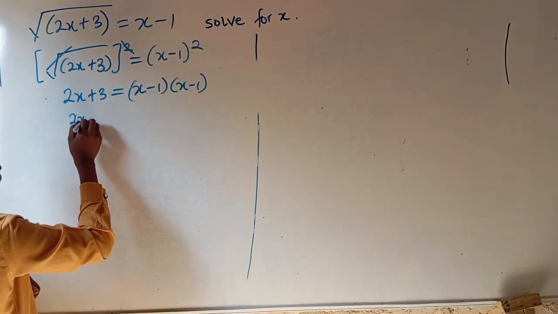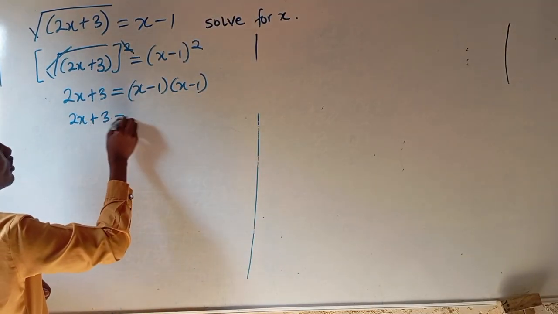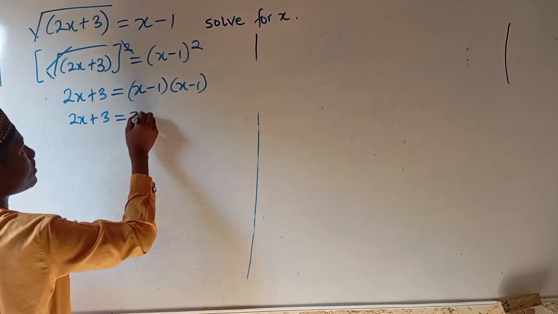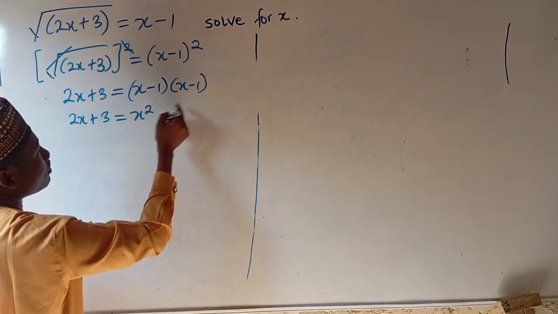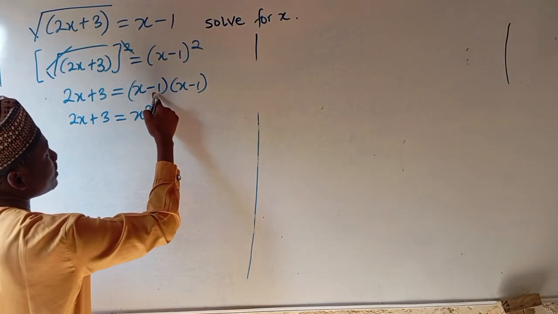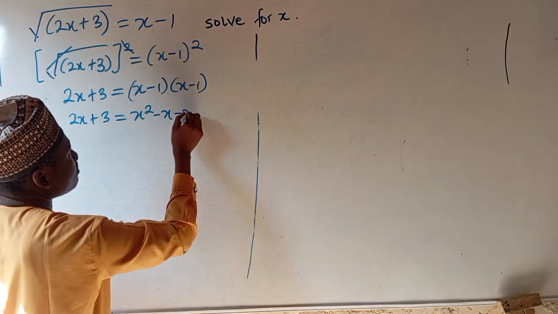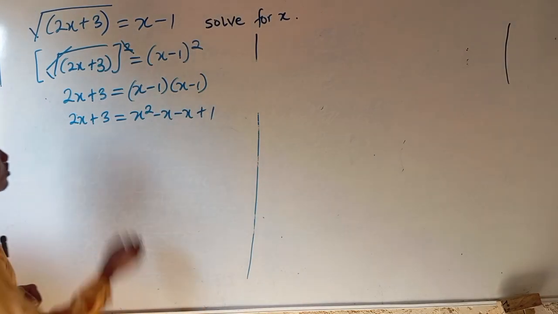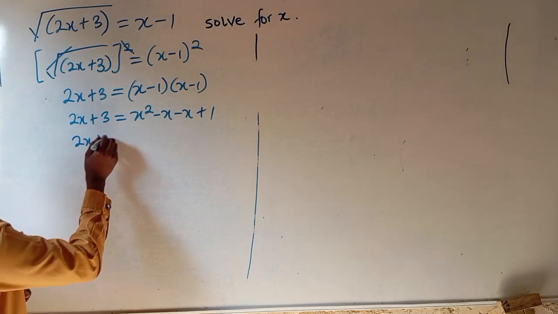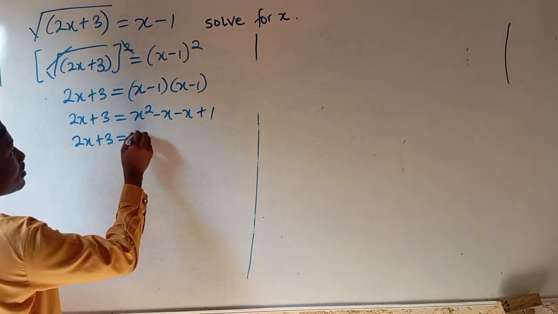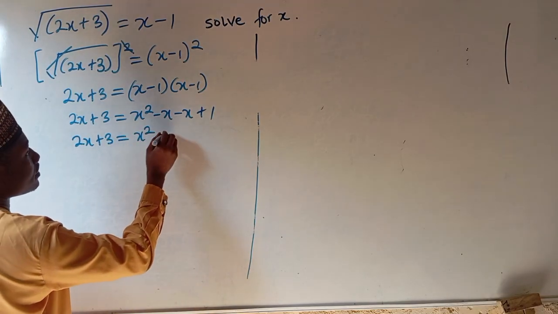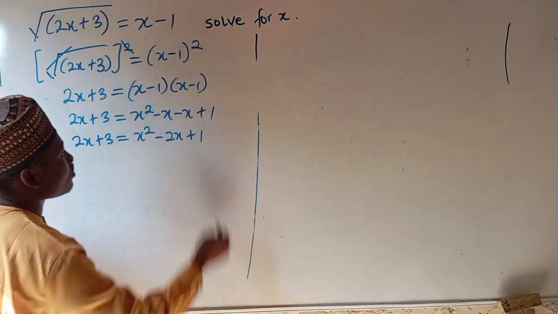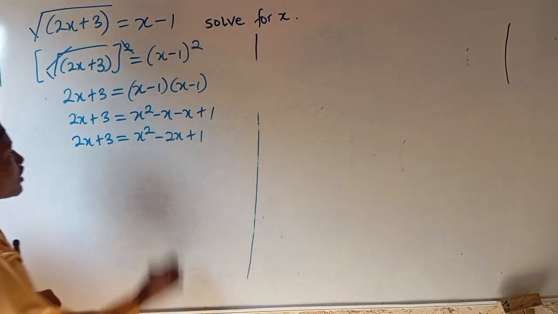So we're going to have 2x plus 3 equals. Now x multiplied by x is x squared, and x multiplied by minus 1 is minus x, and minus 1 multiplied by x is minus x, and minus 1 multiplied by minus 1 is plus 1. So we have 2x plus 3 equals x squared, minus 2x plus 1. Minus x and minus x is minus 2x.